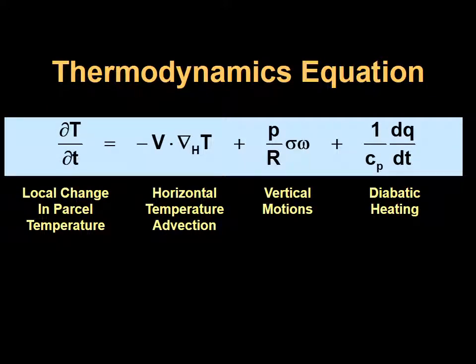We rearranged our equation a little bit, but it says the local change in temperature, local meaning at a given location, is equal to, of course, horizontal temperature advection, but two other terms. Also vertical motions, as the air rises through the atmosphere or descends, the temperature changes at a given location. And then also it depends upon how much diabatic heating, in other words, latent heat, radiation, conduction occurs at a given location.